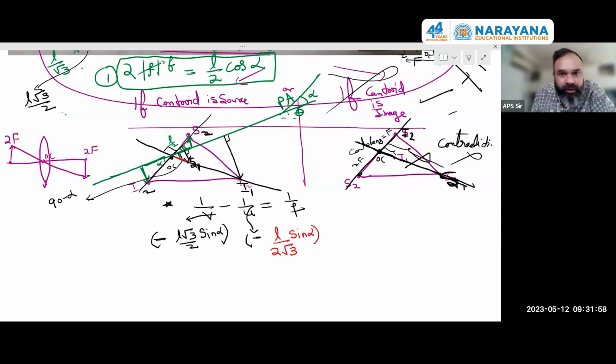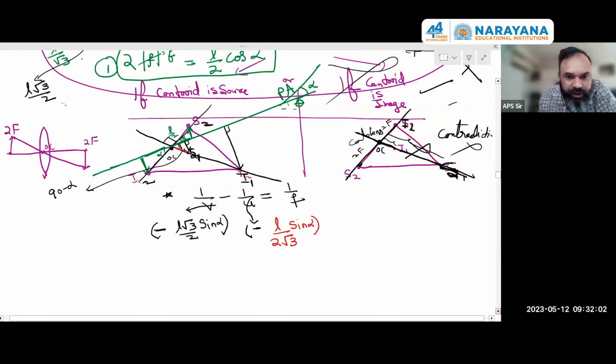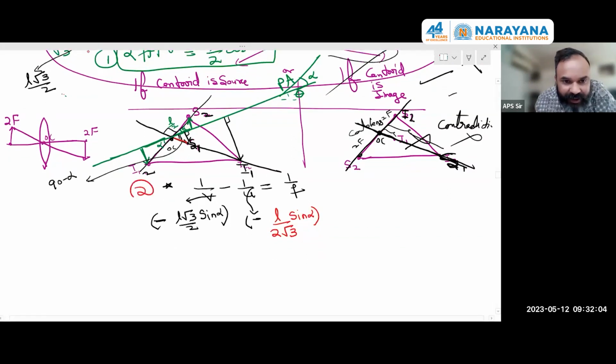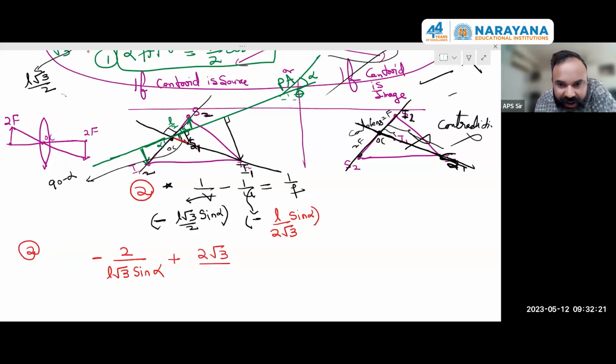So fine. We are now close. If I just substitute all the information, this was my first and this is my second. So technically speaking, I'll write my second carefully. What I'm getting is 2 by L root 3 sin alpha, negative and positive 2 root 3 by L sine alpha. This is coming out as 1 by F. Just write those terms even carefully.